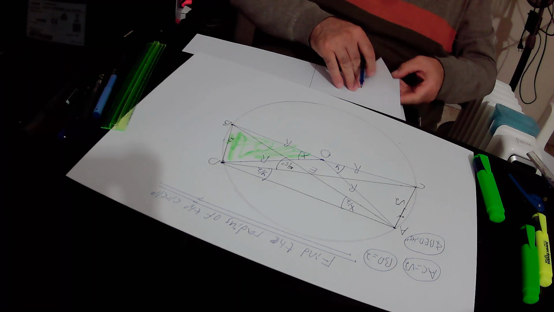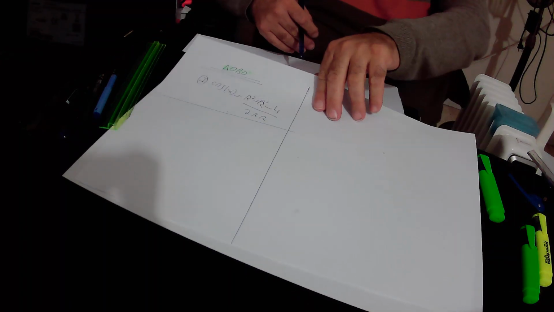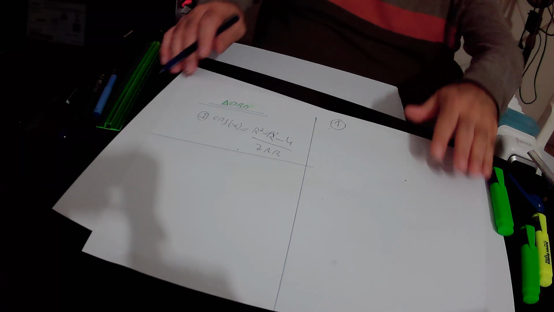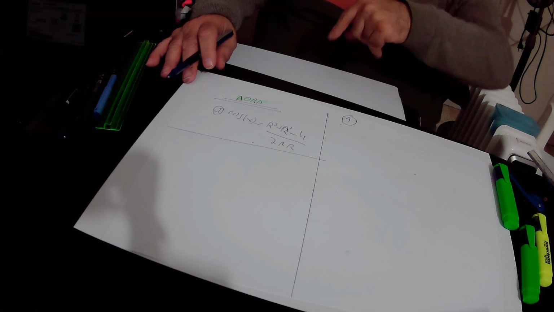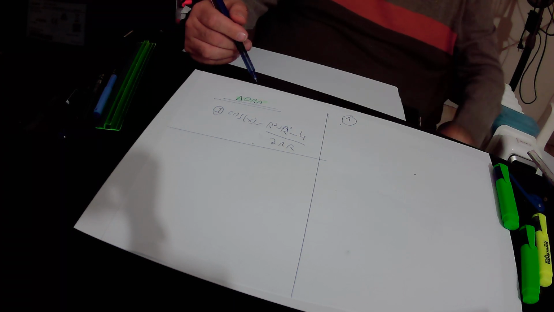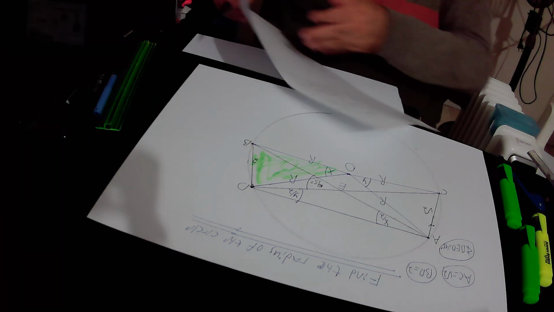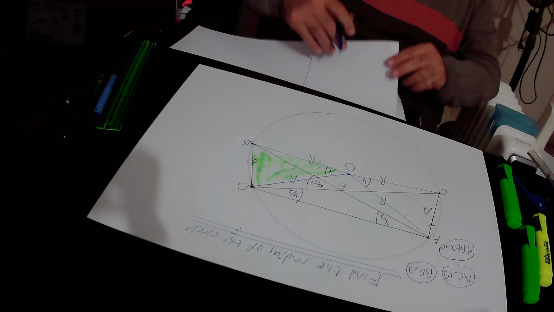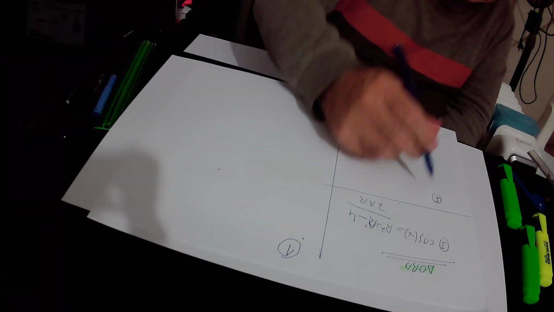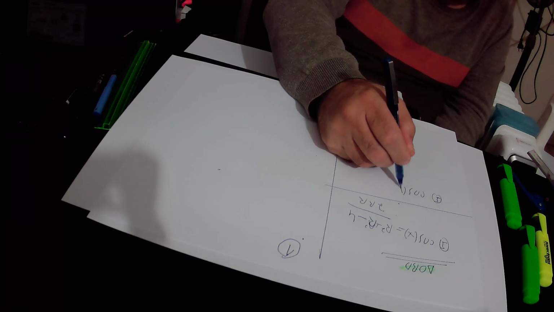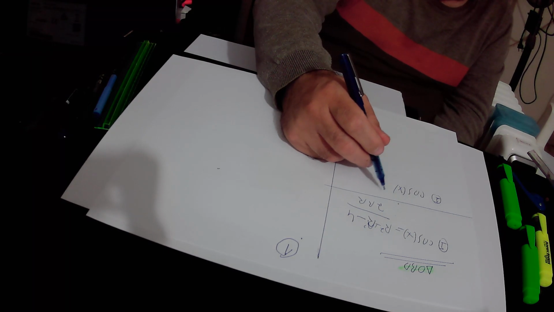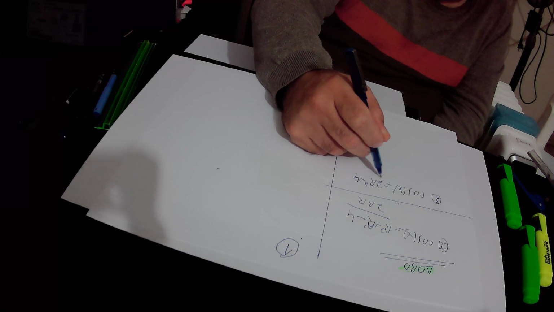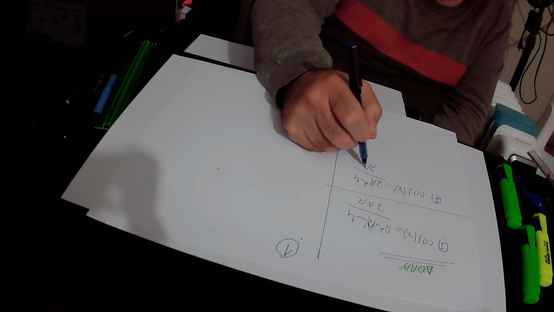So this equation number 1, cosine x equals r squared plus r squared minus 4 over 2 times r, is the implementation of the law of cosines on the green triangle OBD. So cosine x equals r squared plus r squared is 2r squared, minus 4 over 2 times r is 2r squared.